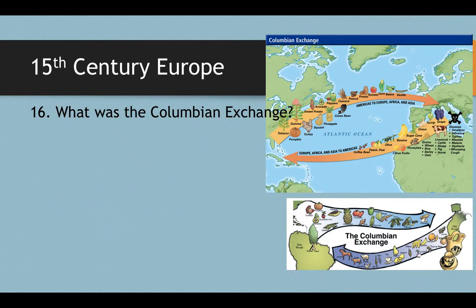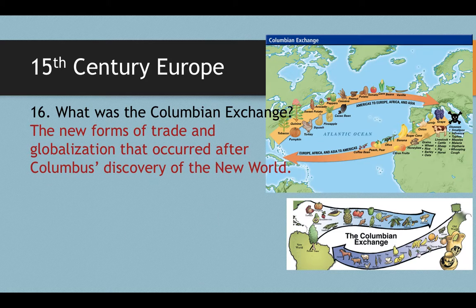And shortly after Columbus made this voyage and opened up the Americas to Europeans, something called the Columbian Exchange began. And this was the new forms of trade and globalization that occurred after Columbus's discovery of the New World. So after he discovered it, no, he was not able to bring back any gold or spices, but there was a lot of really good stuff in the Americas that Europeans had never before seen. Okay, a lot of food that they had never tasted, a lot of animals they had never come into contact with before because they were unique just to the Americas.